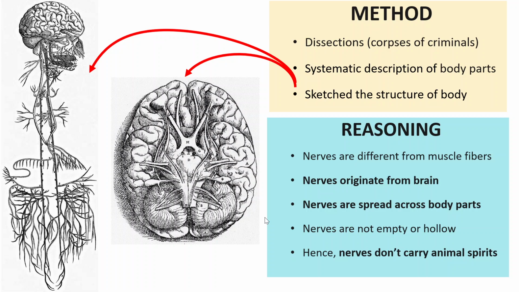Then he also found out that nerves connect to different body parts. Okay, and all these nerves are spread across all the body parts. Okay, nerves originate from the brain and they are connected to all the body parts. That is what he found. And he also found out that nerves are not empty like veins or arteries. So they cannot carry any form of animal spirits or any other type of thing, like vapors. Okay, so they don't carry fluid, they don't carry vapors. But based on our previous experiments, we do realize that nerves must carry something, but not animal spirits. Okay, so we came to all these conclusions so far.